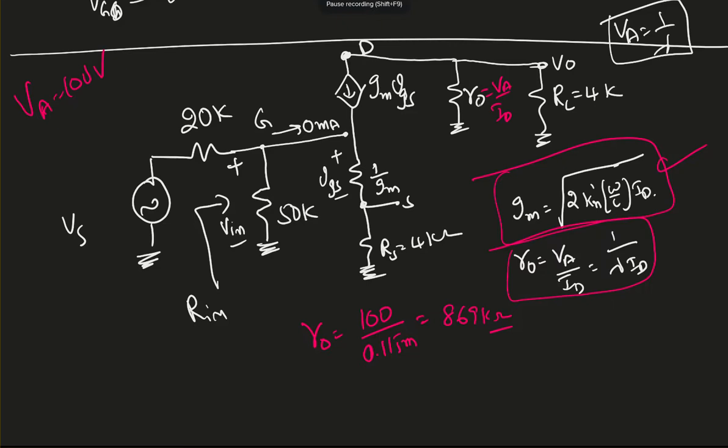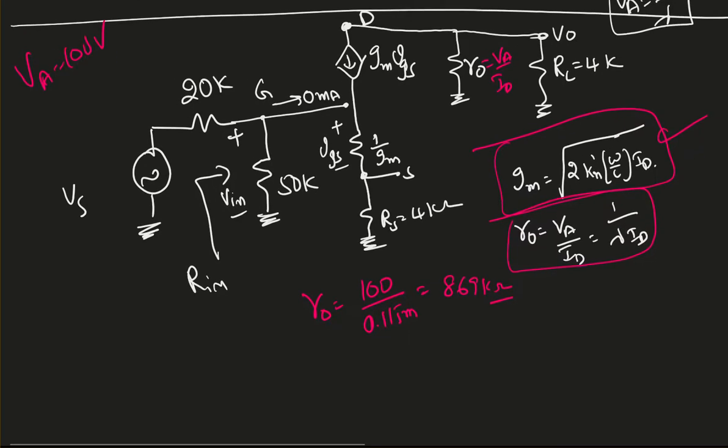Okay, probably we can ignore that, because when we consider these two in parallel, 869 parallel with 4K, that's approximately 4K. So R0, since it's a very big number, is close to infinite. Anyway, we'll leave it there. It might be useful to find the output resistance now.